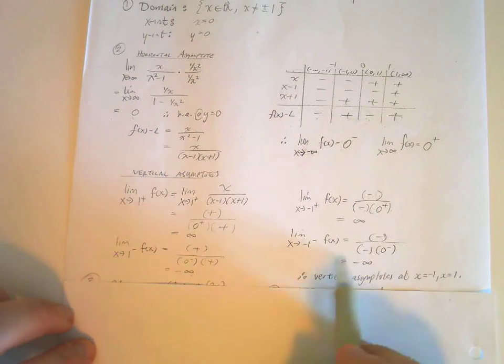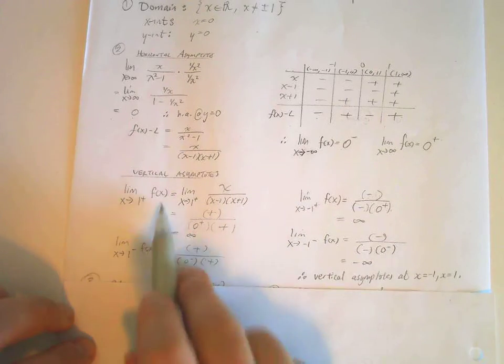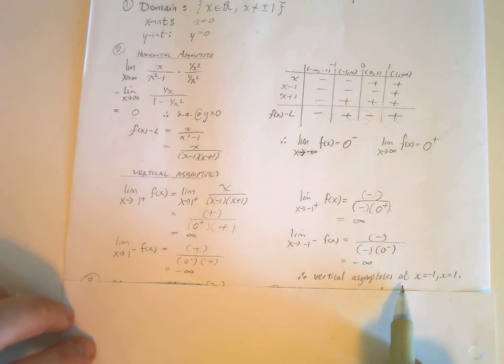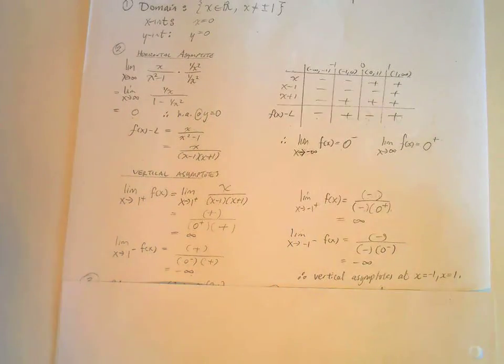So I have all my behaviors around my vertical asymptotes, and not only that, but because I did it in terms of these limits, I've actually shown that they're vertical asymptotes, because that was the criteria required to find vertical asymptotes. We needed the limit on either of the sides to be going to either positive or negative infinity.